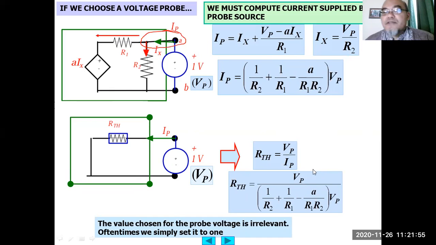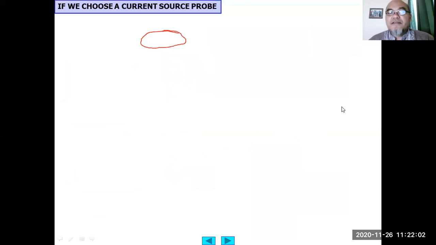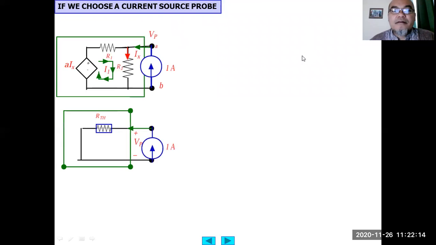Oftentimes we simply set it to 1. Usually we just set it to 1 volt. This is for when the circuit only contains dependent sources. So what about if now we choose a current source probe? We can also choose a current source probe. So instead of voltage probe, we put a current probe. So usually we choose 1 ampere flowing into the circuit. Okay, then we have an IP here, also here.